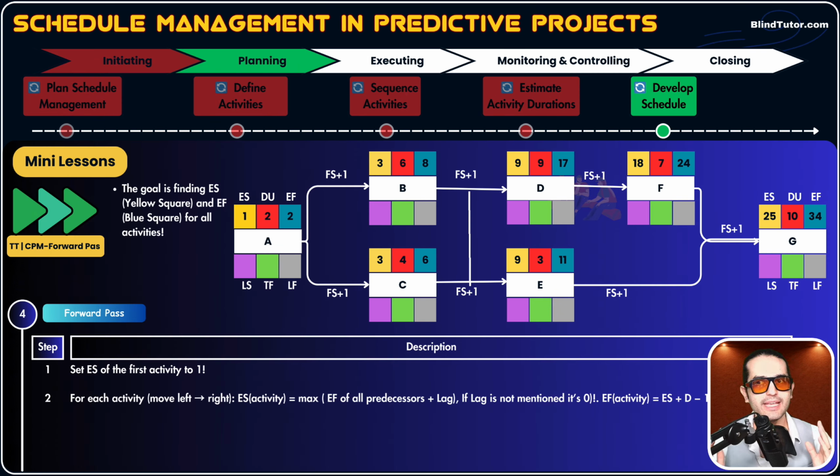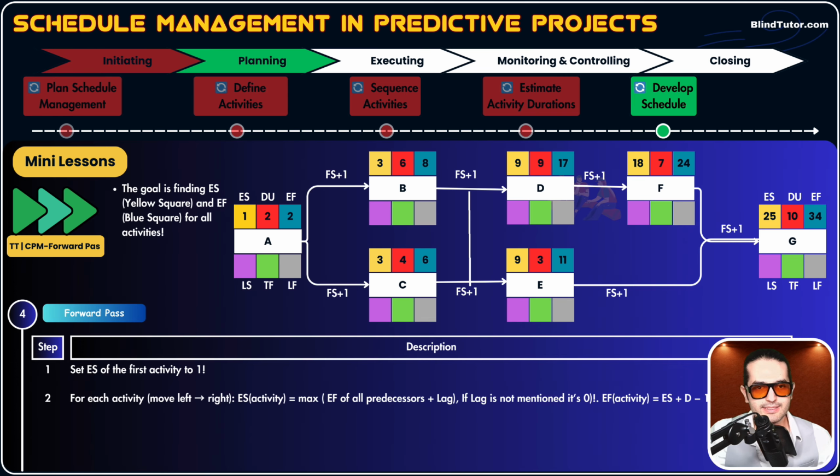When does activity A finish? In day 2. EF is 2. We start activity B 1 day after. So 2 plus 1, 3. So ES of activity B is 3. We found it with our fingers conceptually, guys. Let's go by formula and let's see if these two numbers match.